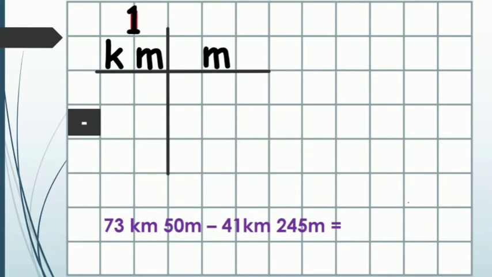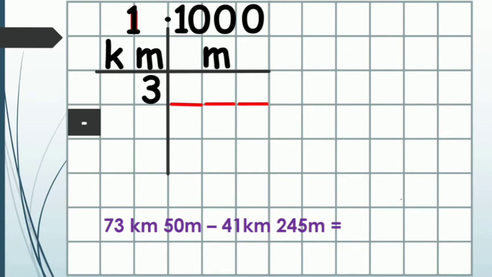1 kilometer is equal to 1000 meter, and the middle line shows you the decimal point. We must write 3 numbers in the meter house, because the relationship between kilometer and meter has 3 zeros. And then we just follow the number 73. We write in the kilometer house, and 50. Remember, when we write the meter, we need to start from behind.